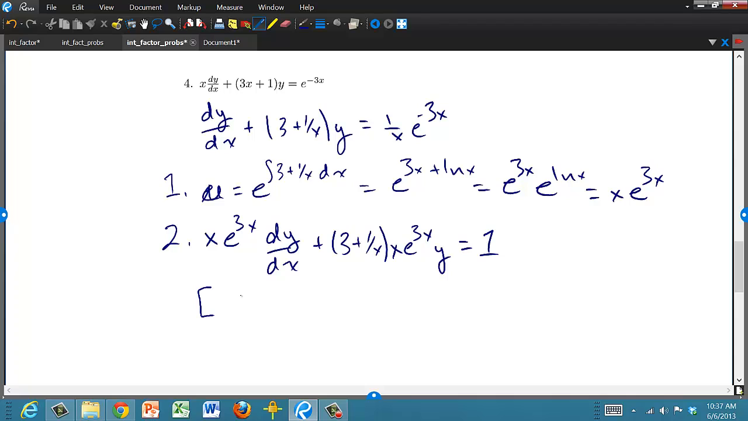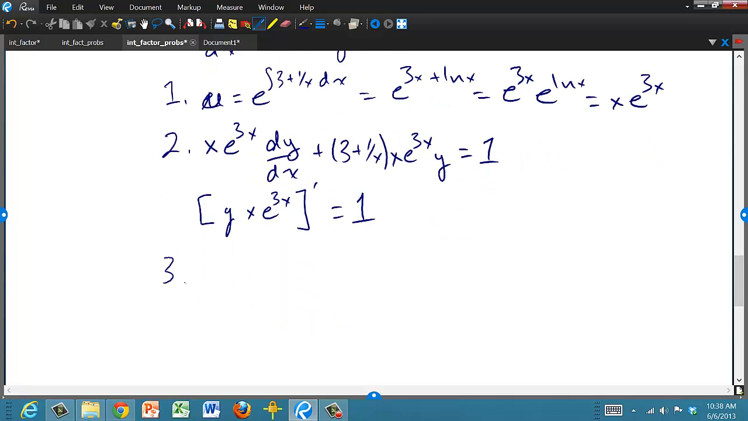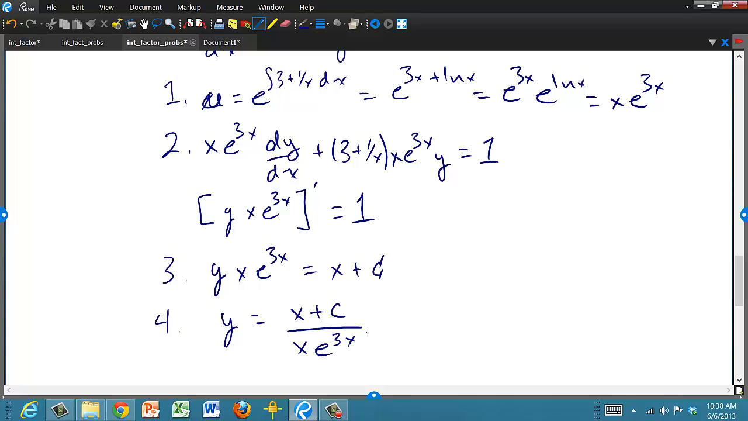And on the left hand side, if we did everything correctly, then you have the derivative of y times x e to the 3x. That needs to be 1. So step 3, we'll go ahead and integrate. So y x e to the 3x needs to be x plus a constant. And then we'll solve for y. So y needs to be x plus a constant over x e to the 3x. And then that's it. You're done.